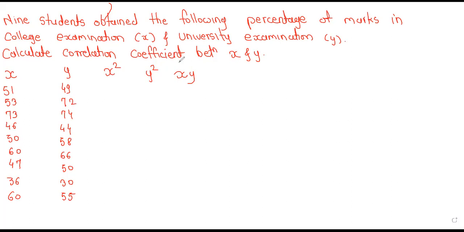So first of all we save the first value of X and Y. So that is 51, 49 M plus, 53, 72 M plus, 73, 74 M plus, then 46, 44 M plus, 50, 58 M plus, 60, 66 M plus, 47, 50 M plus, then 36, 30 M plus, and the last one is 60, 55 M plus.